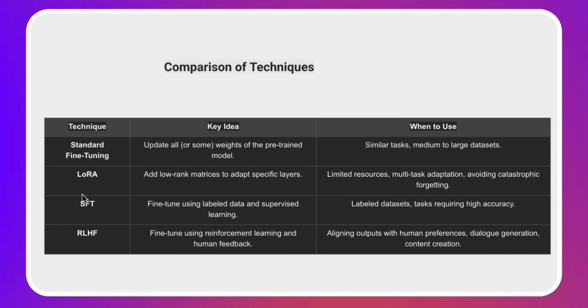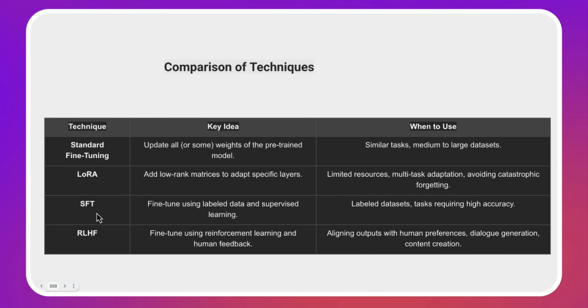Then we have LoRA, low rank, right? So what does it do? Well, the key idea is that we add low rank matrices to adapt specific layers. So when do we use this? Well, we use this when we have limited resources, we have multitask adaptation, and we want to avoid catastrophic forgetting, which means we don't want to mess with the knowledge base that is already inserted into the large language model. Okay, we want to maintain that.